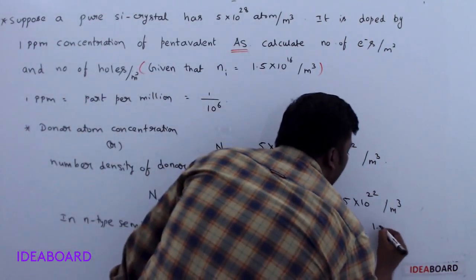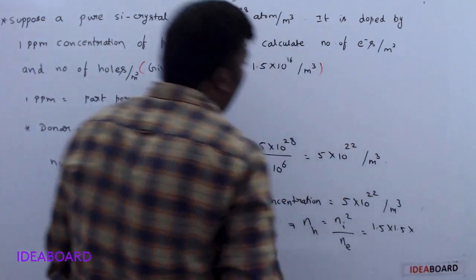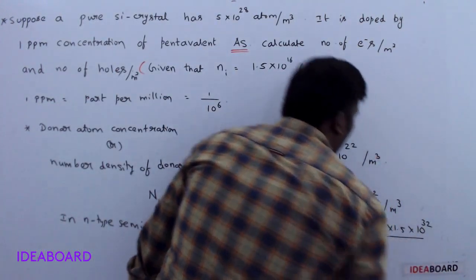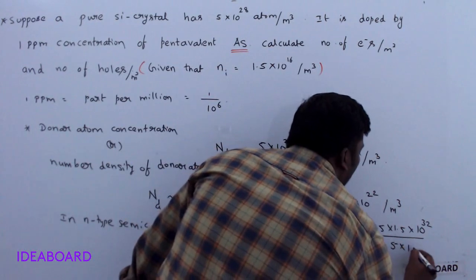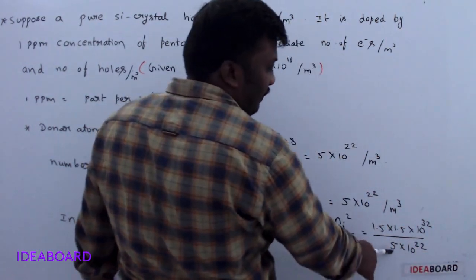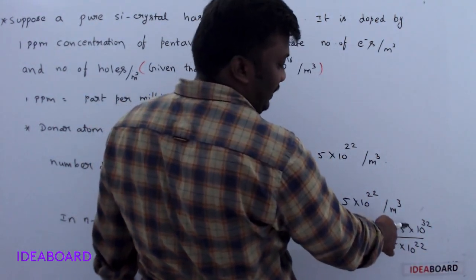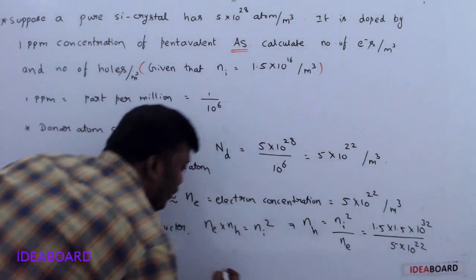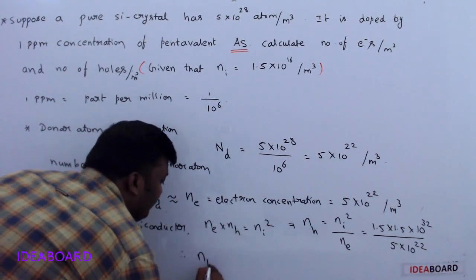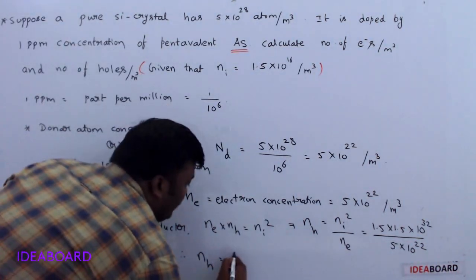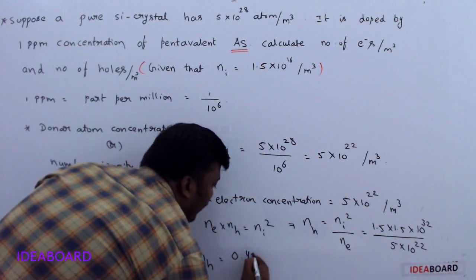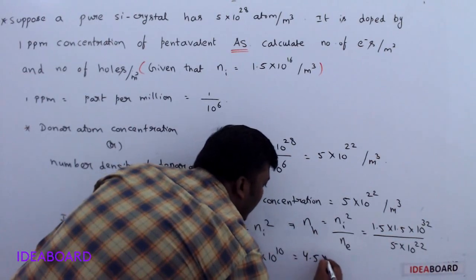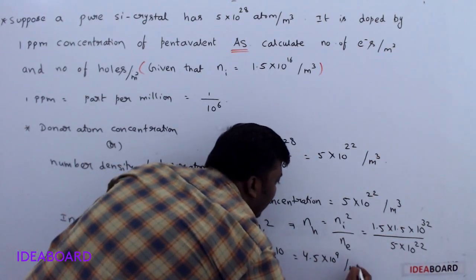Ni value means 1.5 into 10 power 16, so Ni square is 1.5 into 1.5 into 10 power 32, divided by 5 into 10 power 22. 5 ones are 5, 3s are 3, that means 3 into 1.5 is 4.5. So the value of Nh you got is 0.45 into 10 power 10, nothing but 4.5 into 10 power 9 per meter cube.